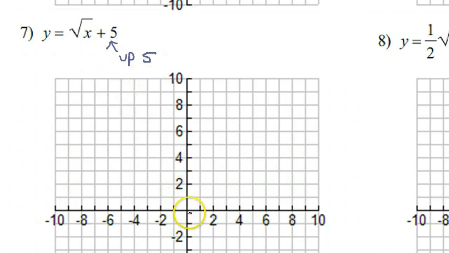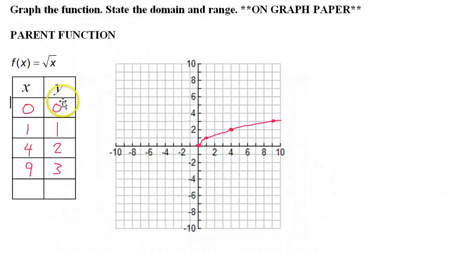So let's go ahead and do the skeleton of the parent function, which we have memorized, starting from 0. Then it's up 1 over 1. And then over 3, and then over 5. Alright, it's the 1, 3, 5 rule that helps us remember the parent function that we graphed at the very beginning.